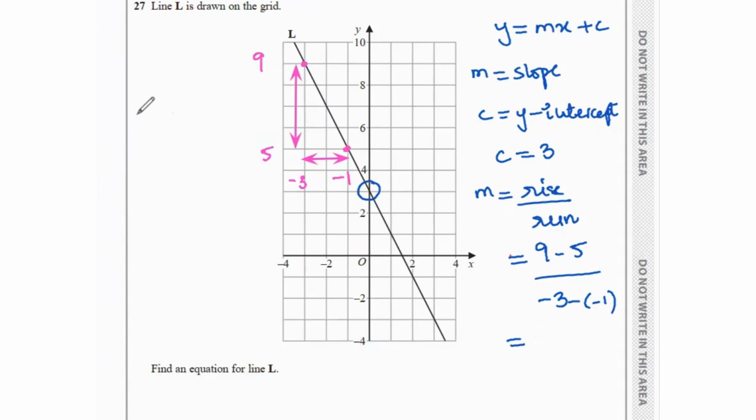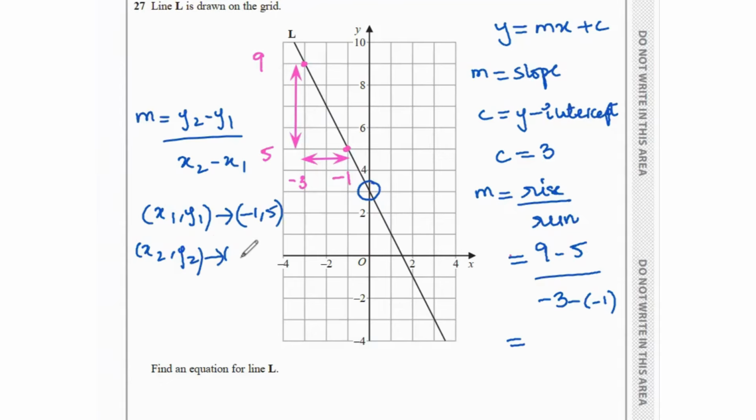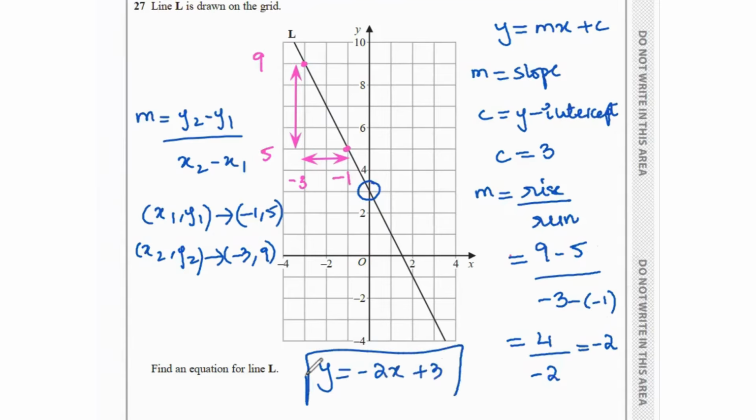If you want to use a formula, it is y2 minus y1 over x2 minus x1. So based on this, x1 and y1 are -1 and 5. x2 and y2 are -3 and 9. So 9 minus 5 over -3 minus -1. That's 4 over -3 plus 1, which is -2, and -2 is your slope. So y equals -2x plus 3. That is your equation.